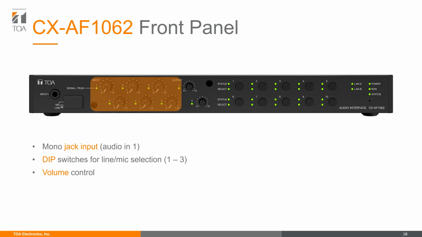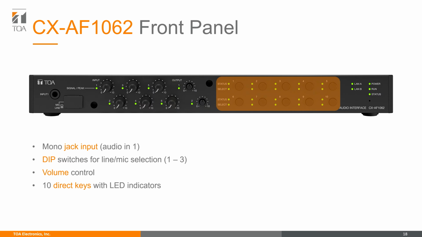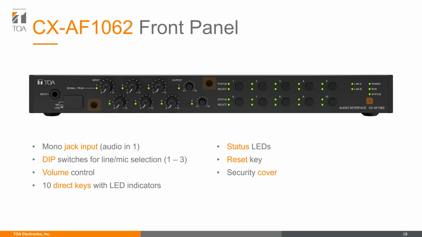Next, we have 6 volume input and 2 volume output control knobs. These 10 direct keys are the same programmable buttons found on the CX-1000 amplifiers. To the right of that, we have status LEDs and a reset key for a device restart. And just like on the CX-1000 amplifiers, there are anti-tamper covers to keep your settings intact.